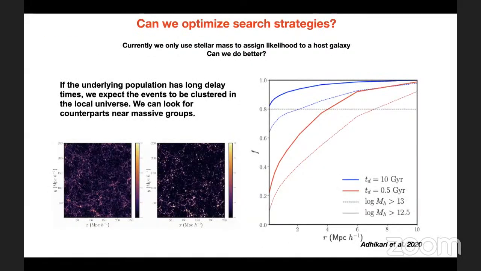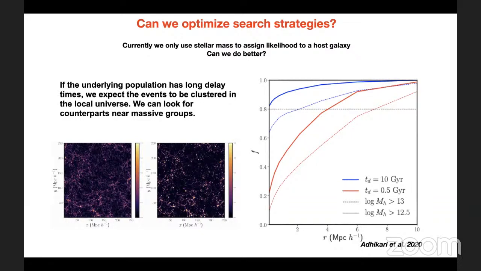Right. So this was more of an exploration from the simulation side of what the properties of galaxies that host merger events would be, and how it would affect our search strategies, and how we could motivate search strategies based on host galaxy properties if we could find ways of constraining the delay time models.